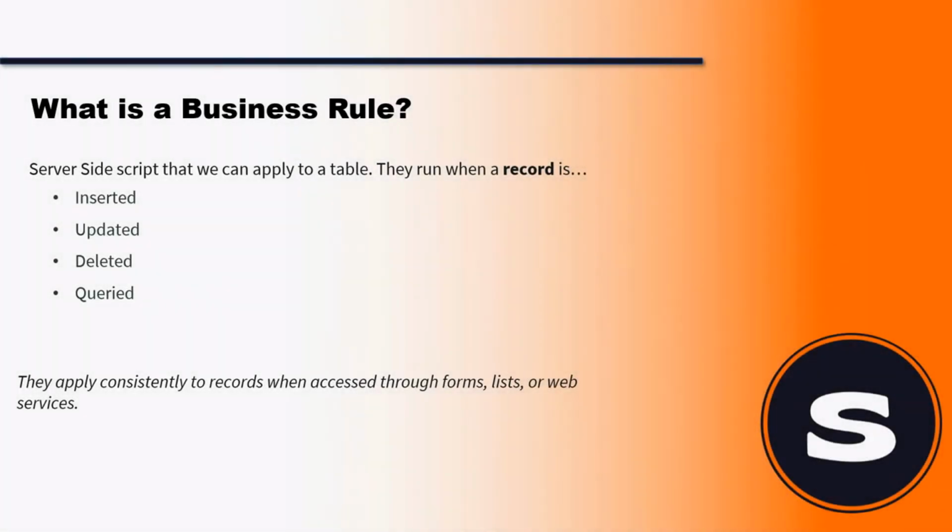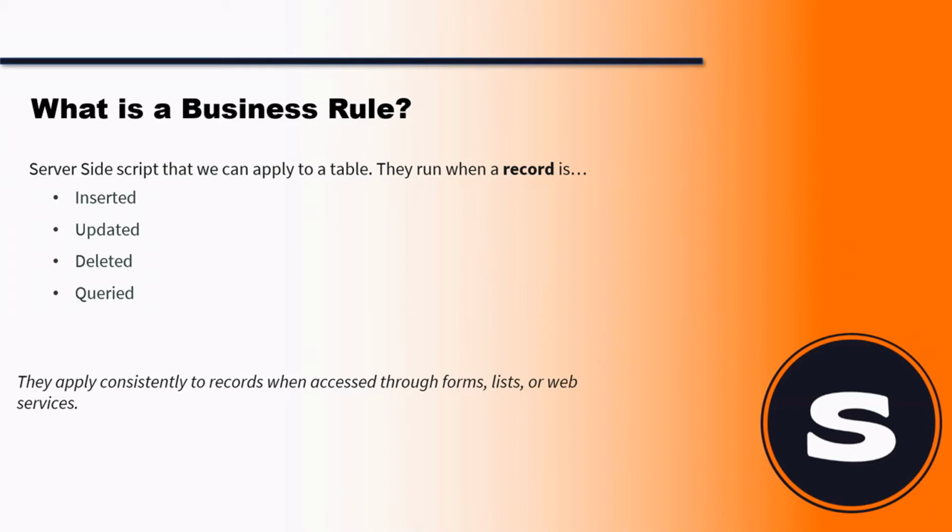So what is a business rule? It's a server-side script that we can apply to a table. They run when a record is inserted, updated, deleted, or queried. Those are our different options. They apply consistently, and this is really key actually, to records when accessed through forms, lists, or web services. And that's something that sets them apart from client scripts, for example.